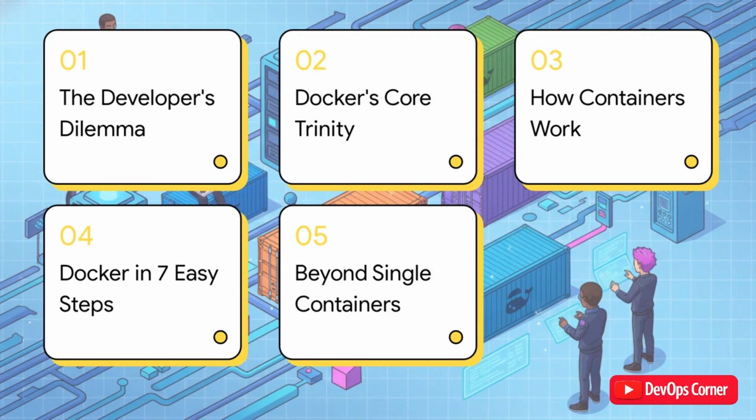So here's our game plan. First, we'll talk about the developer's dilemma. That's our works on my machine problem. Then we'll get into the 3 key ideas that make Docker tick. After that, we'll peek under the hood to see how containers actually work their magic. Then we'll get practical with a 7-step guide. And finally, we'll look at how to handle more than just one container.